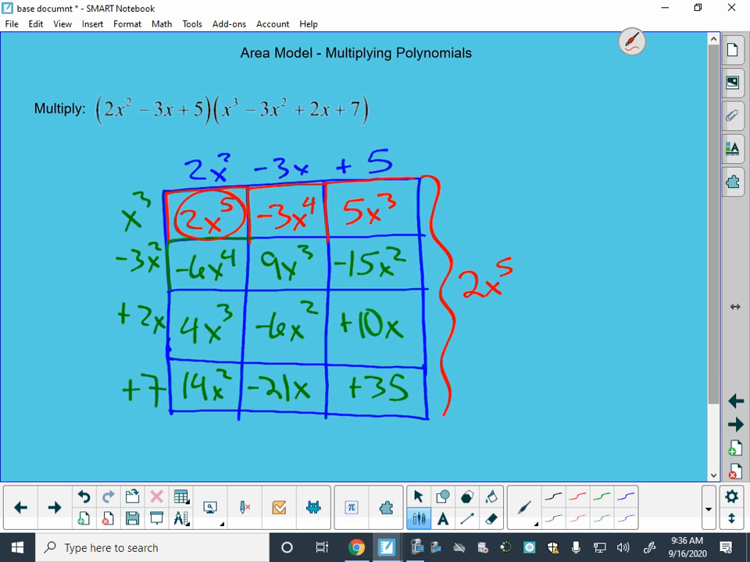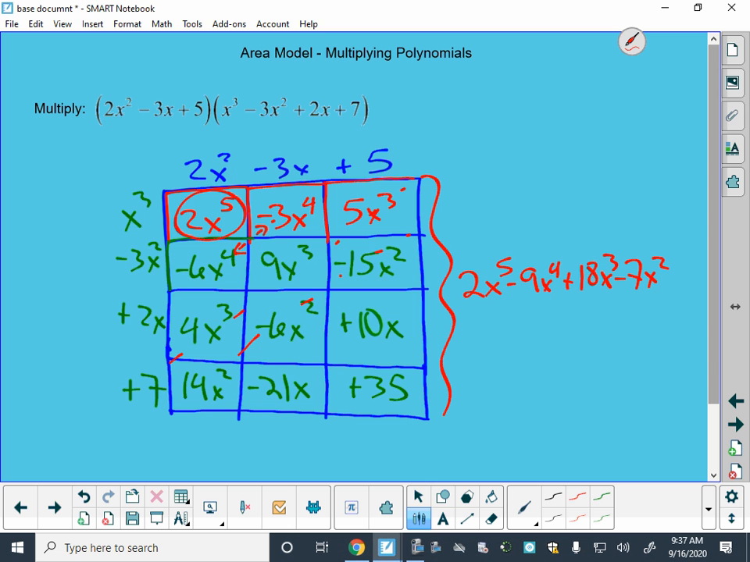The next thing we'd be looking for was an x to the 4th power, and we see that those x to the 4th powers, because of the way that we set this up, are on a common diagonal. So when we add those together, the negative 6 and the negative 3, we get negative 9x to the 4th. The cubes are also on a common diagonal. Okay, so 4 plus 9 plus 5 is 18x cubed. The x squareds are on this common diagonal. So 14 minus 15 is negative 1, minus 6 looks like a minus 7x squared.